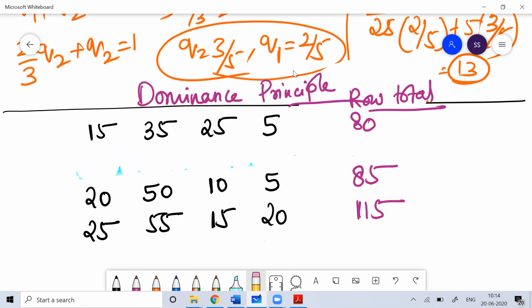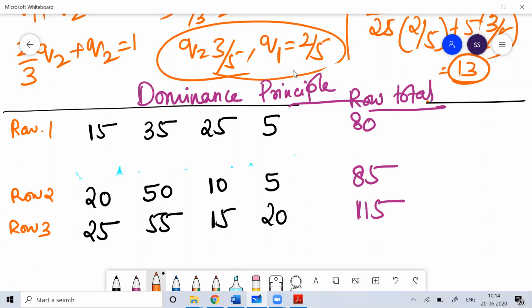Now see if any other deletion is possible. This is row 1, this is now row 2, and this is row 3. Compare row 1 and row 2: 20 is more than 15, 50 is more than 35, but 10 is not more, so this is not possible. Now row 1 and row 3: 25 is more than 15, 55 is more than 35, but 15 is not more than 25. Again, this is also not possible.